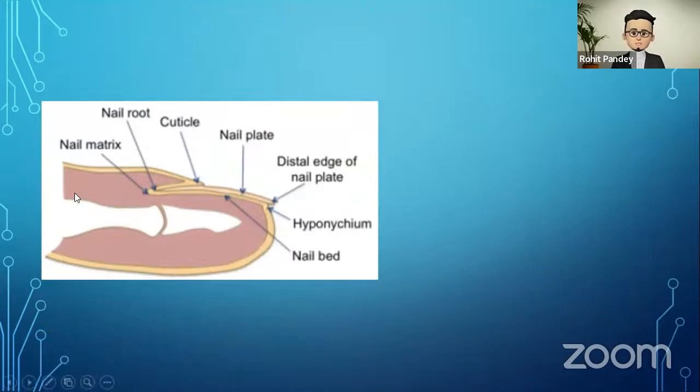Here you can see the structure of the nail. This is the toe, and this is the bone. Here you can see the nail matrix. Here you can see the nail root. This part is the cuticle. That part is the nail plate, and the end part is the distal edge of the nail plate.